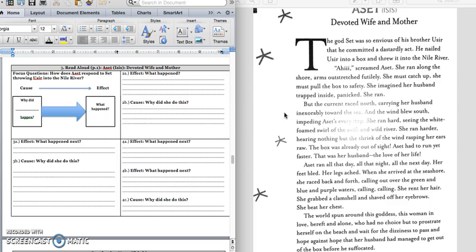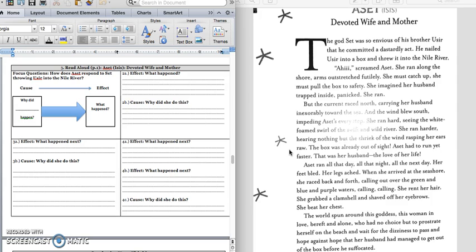But the current raced north, carrying her husband inexorably toward the sea, and the wind blew south, impeding Aset's every step. She ran hard, seeing the white foam swirl of the swift and wild river. She ran harder, hearing nothing but the shriek of the wind rasping her ears raw. The box was already out of sight. Aset had to run yet faster. That was her husband, the love of her life.